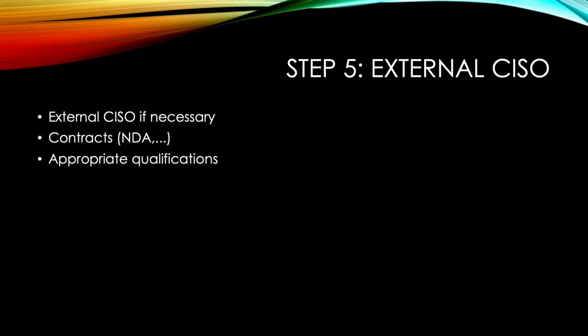Step 5. Management can appoint an external CISO. So if the role of a CISO cannot be filled internally, management has to appoint an external CISO. Obviously, you need a bunch of contracts, such as an NDA, so a non-disclosure agreement, and the external CISO must have the appropriate qualifications also.